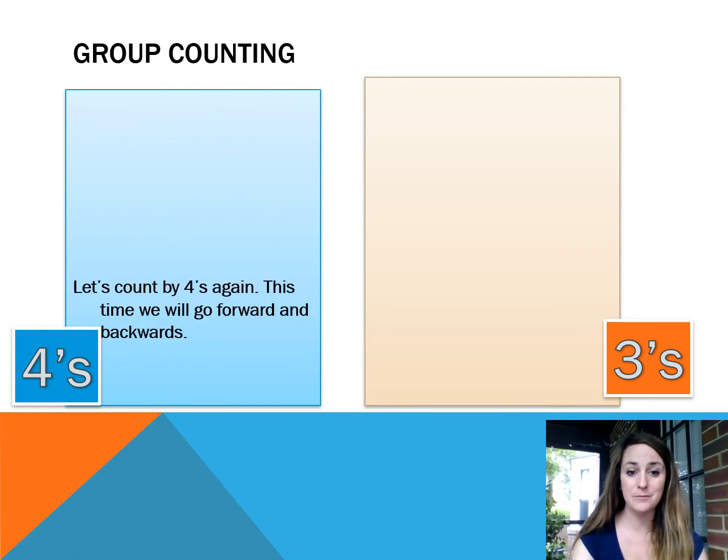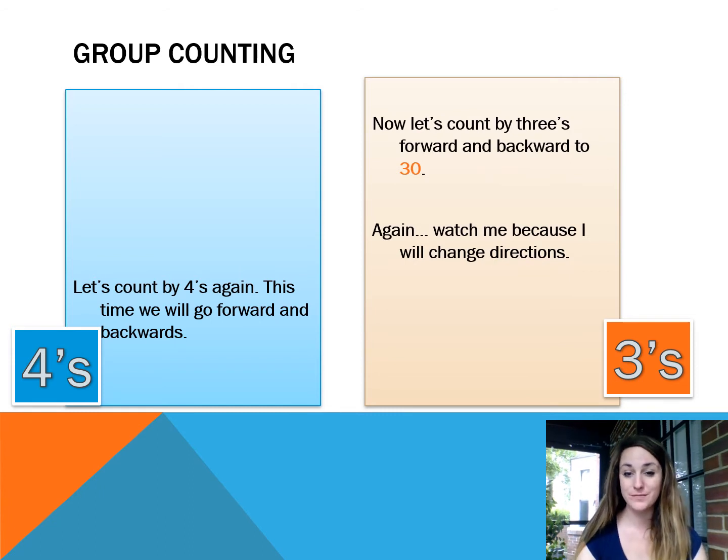Next, let's count. Now, let's count by threes, forward and backward to 30. Wiggle it out, bring it close, count by threes to 30, and go. 3, 6, 9, 12, 15, 18, 21, 24, 27, 30. Bring it down. 30, 27, 24, 21, 18, 15, 12, 9, 6, 3, 0.